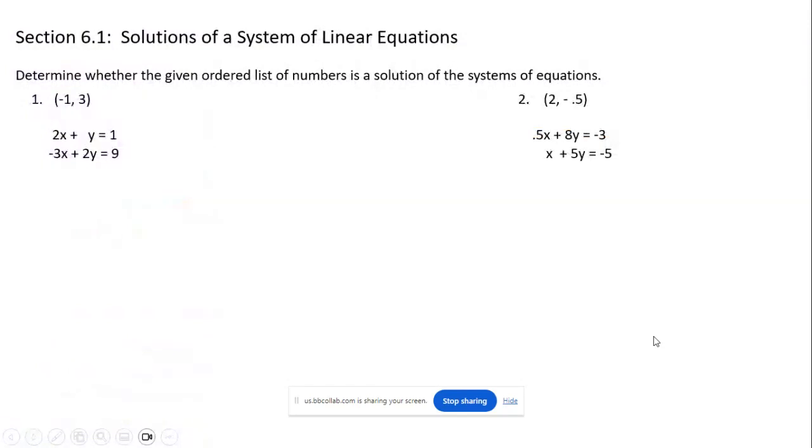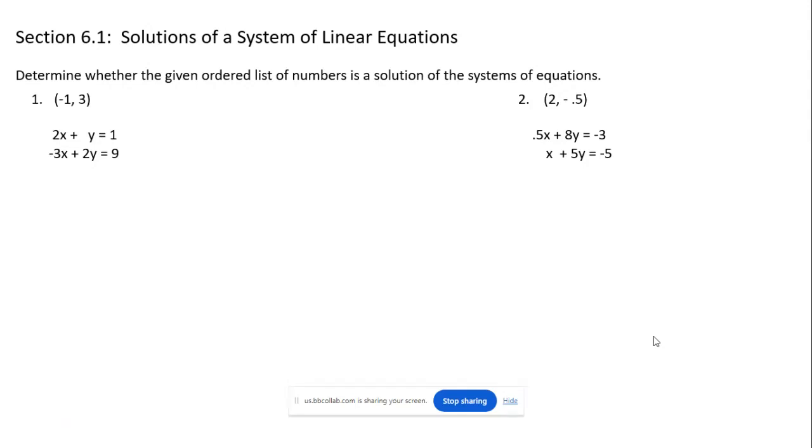Let's start with 6.1. Its title is Solutions of Systems of Linear Equations. When they're asking us to solve a system of equations, what they want us to find is where the two lines, the linear equations, intersect. That point of intersection is a point that is shared by both lines, in this case if we are dealing with two lines, as in these examples.